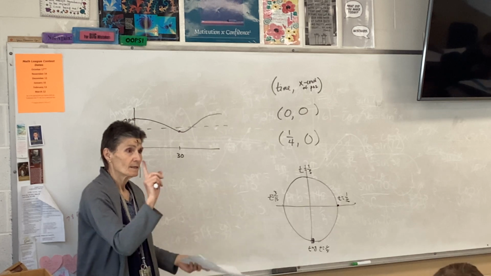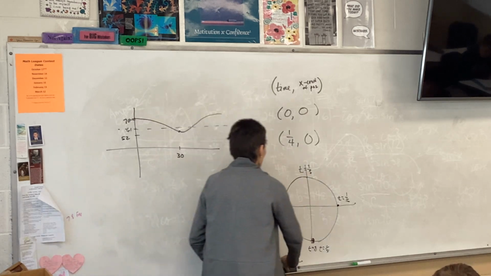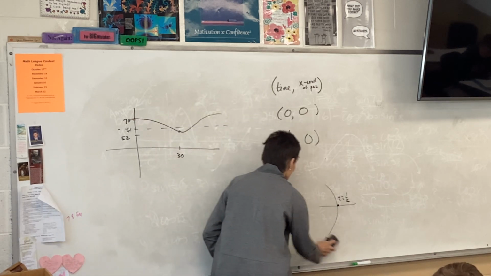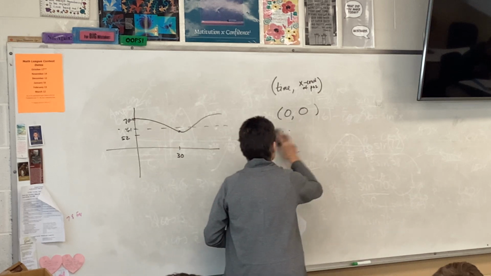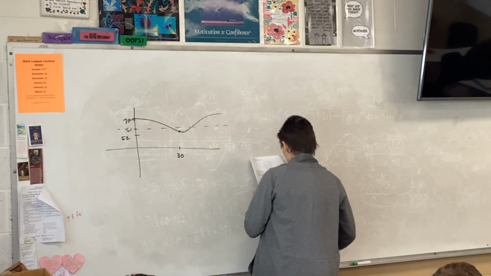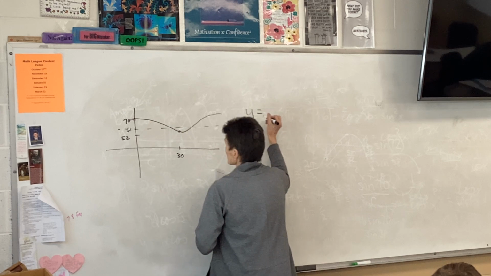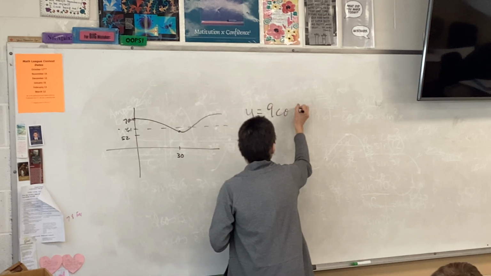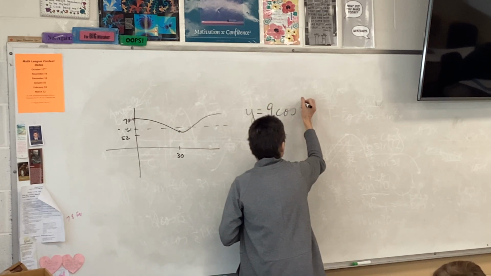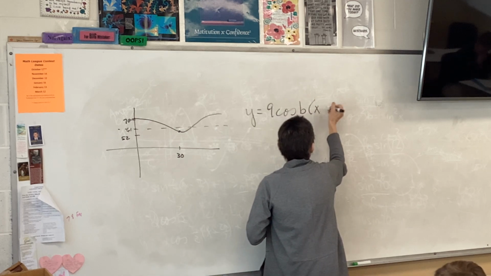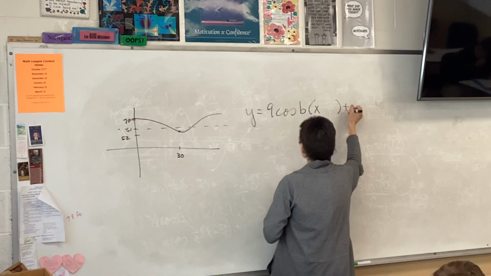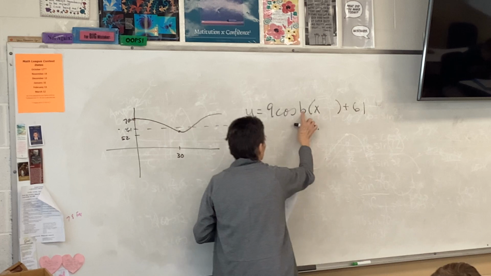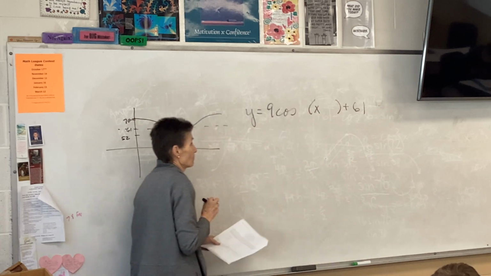Everybody okay? Just for fun, let's go ahead and write the equation. He didn't ask you to do that, but let's go ahead and do it. We already know part of it. So 9 cosine something plus 61. All right, so we already know that much.